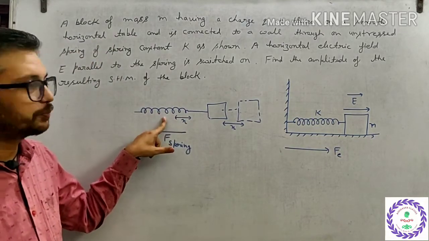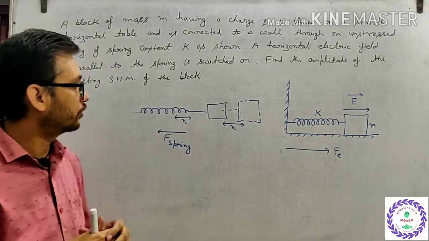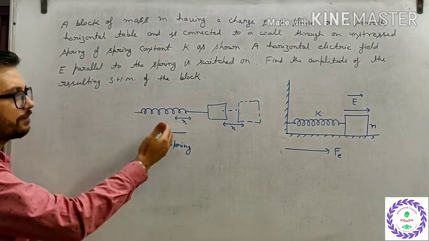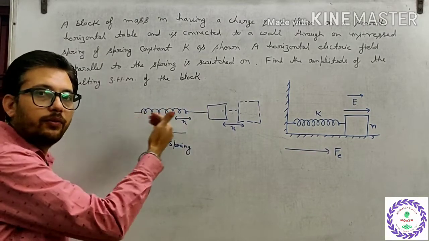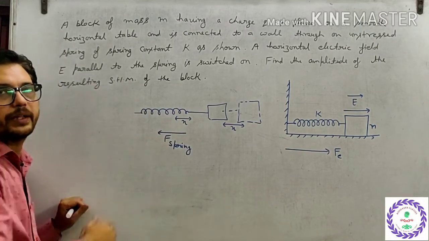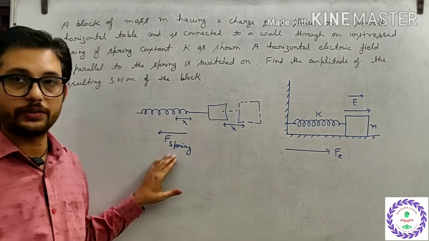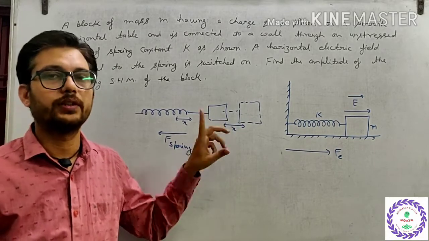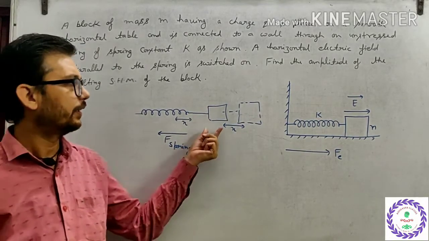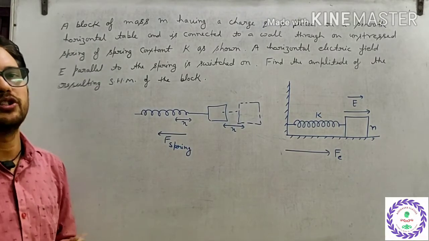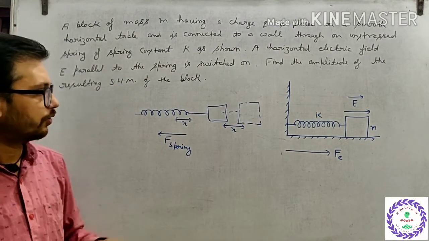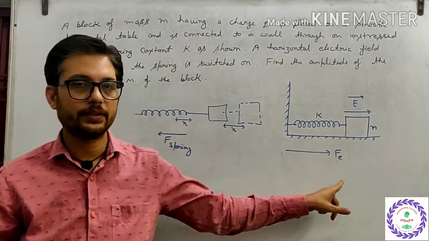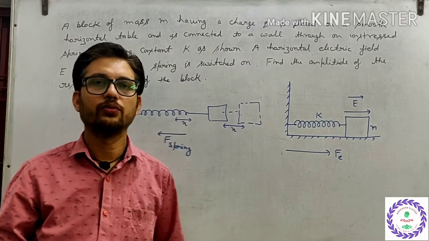Now the spring tries to regain its original configuration, and for this it will apply a restoring force, which is called the force of spring. Due to this force of spring, this block comes back to its original position, or we can say this is the equilibrium position of the block. So if the block is in equilibrium position, these two forces must be equal to each other.